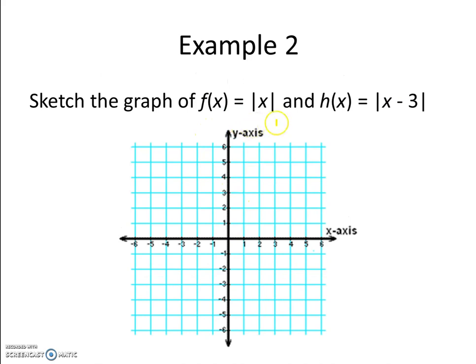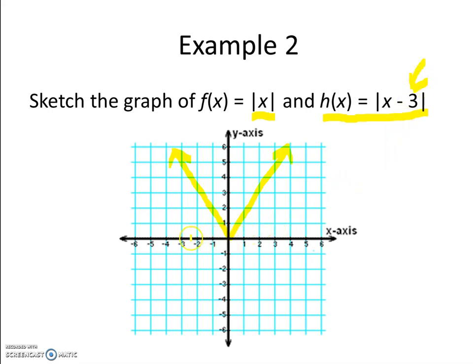In example 2, we're asked to sketch the graph of the absolute value of x. And we know if we put 0 in for x, we do get 0, which (0, 0) is included. So the absolute value graph looks something like this. Looks like a V.